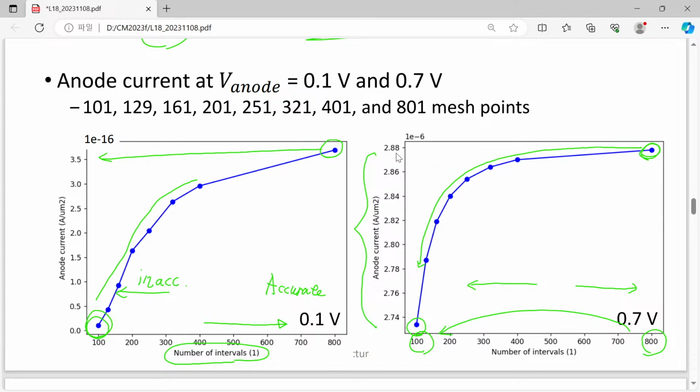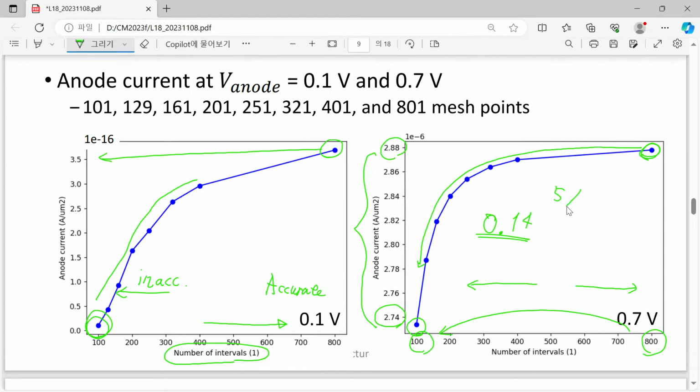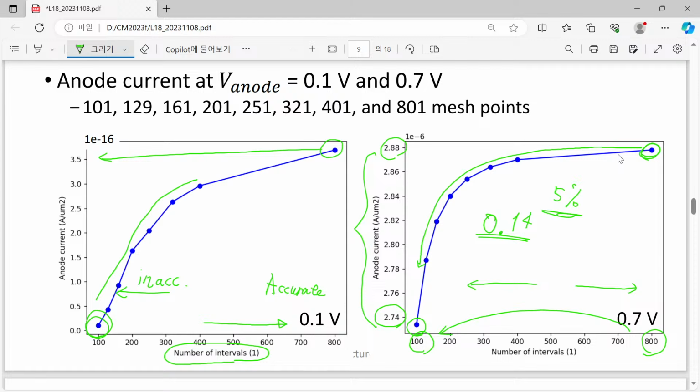Of course here we have 2.88 and here we have 2.74, and the difference is just on this scale. On this scale we have just 0.114, and it is about just 5% error. Here and there we have a 5% error when we introduce a small reduction of points.